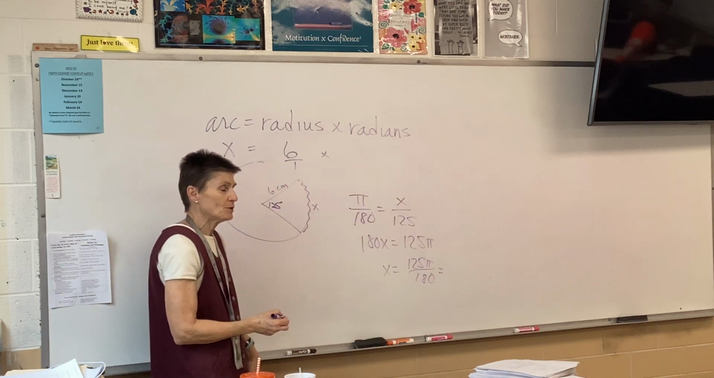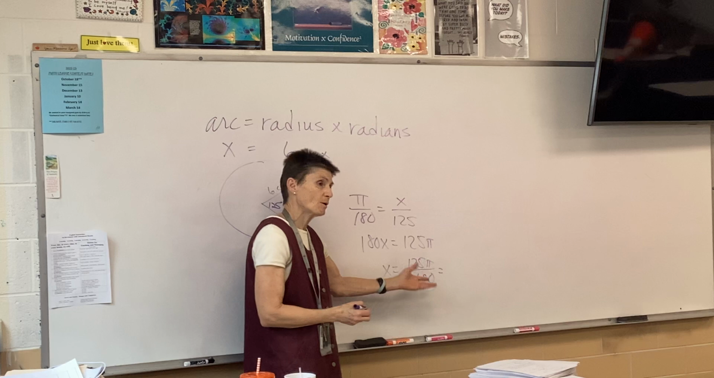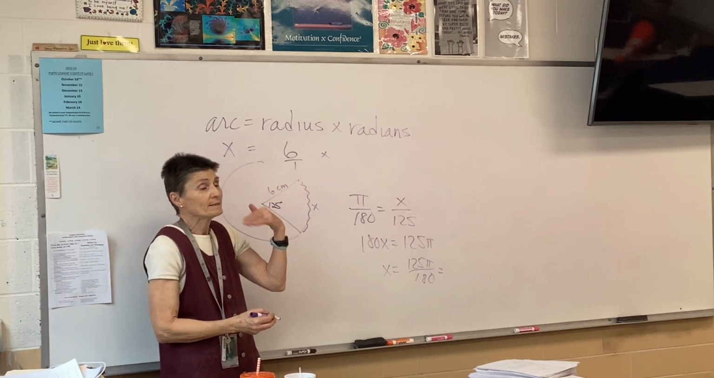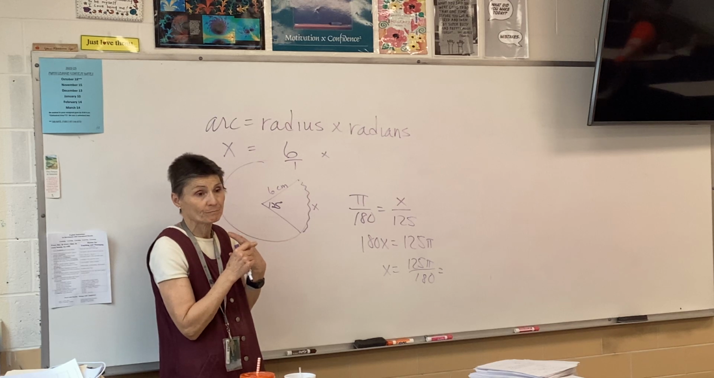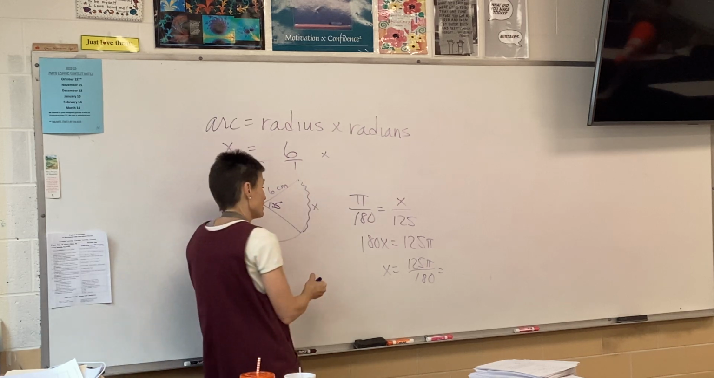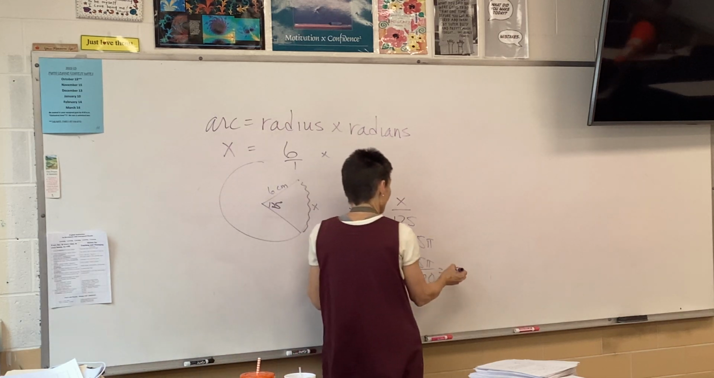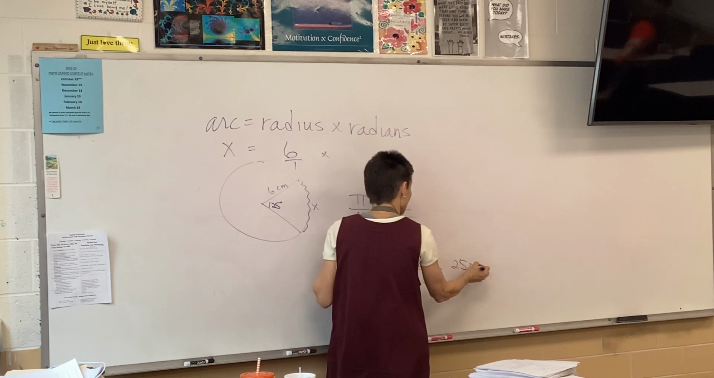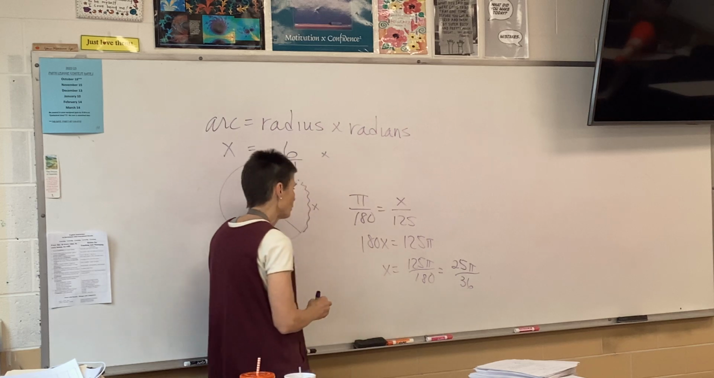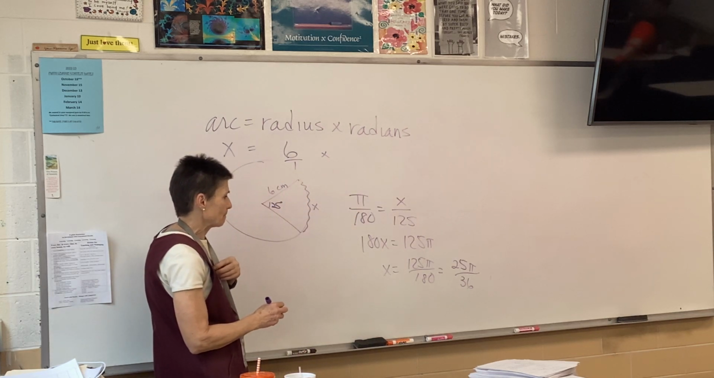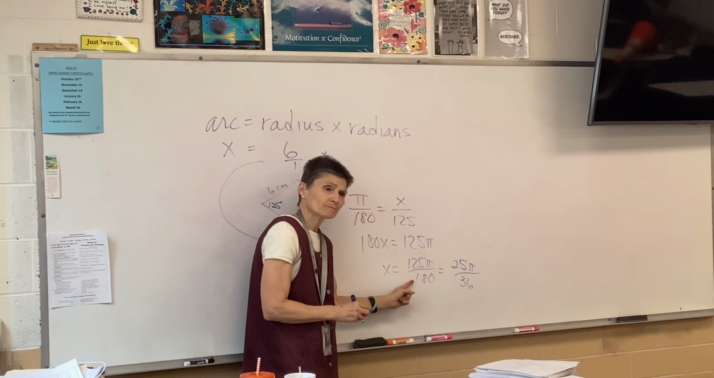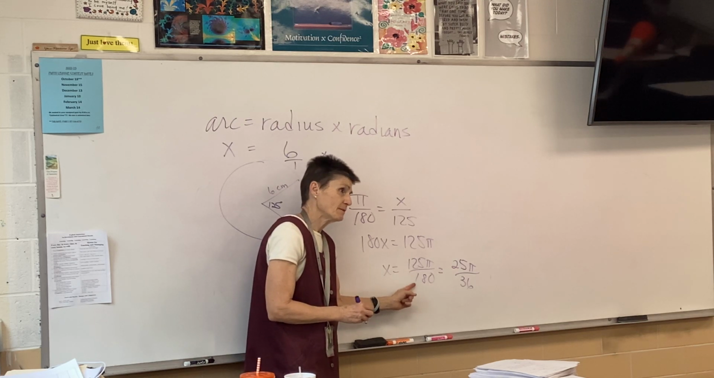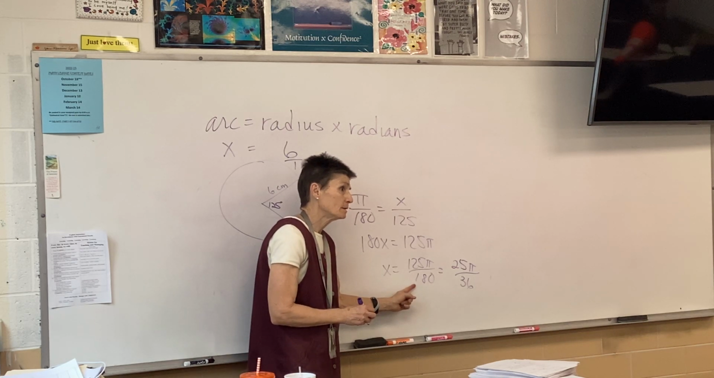Usually it seems like when we do these, we can cancel out some zeros. We can't. But what definitely goes into both 125 and 180? 5. So 125 divided by 5 is 25, and 180 divided by 5 is 36. Does that break down anymore? I don't think so. So all I just did there was reduce that fraction, dividing 5 into both of them.